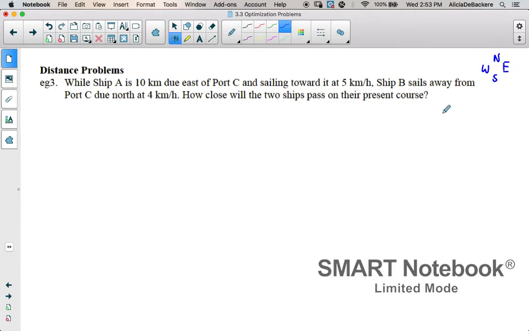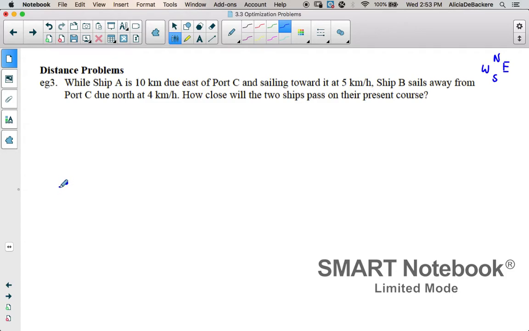So ship A is due east of Port C. So Port C is here and ship A is over here to the east, but it's sailing in towards the port. And then ship B is sailing away from Port C and it's heading to the north. So I've got Port C down here. I'm going to draw a picture for this.